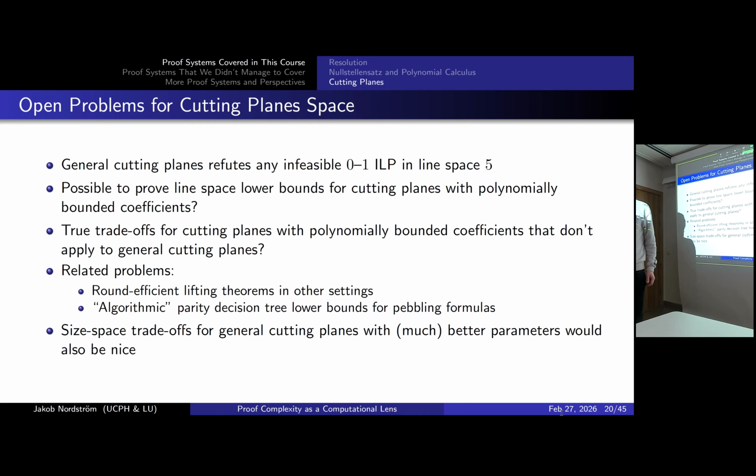It would be interesting to see if we could actually prove true trade-offs, if we could exhibit formulas where we show that they have small proofs in CP star, they have space-efficient proofs in CP star, but there's a trade-off between the two. This we still don't know. So this is open.